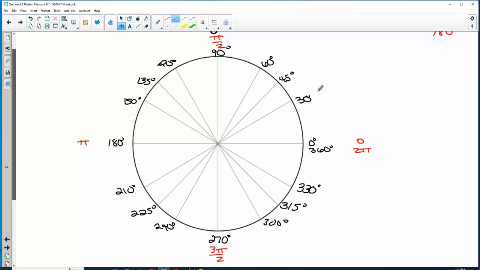And then we talked a lot about patterns. With these, everything got a pi. And the denominators matched your reference angles. So everything with a reference angle of 30 degrees had what in the denominator?